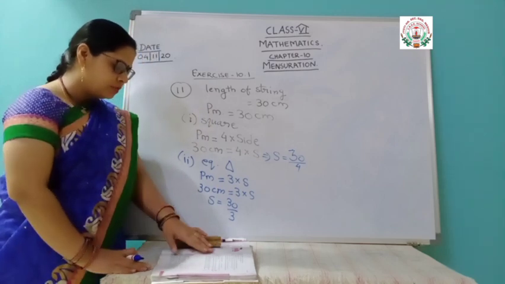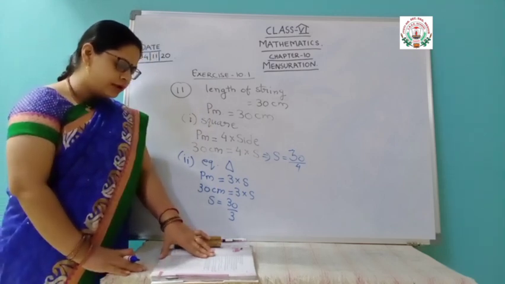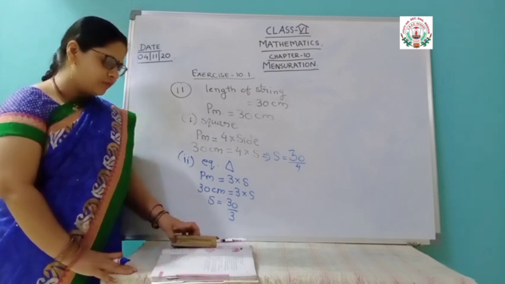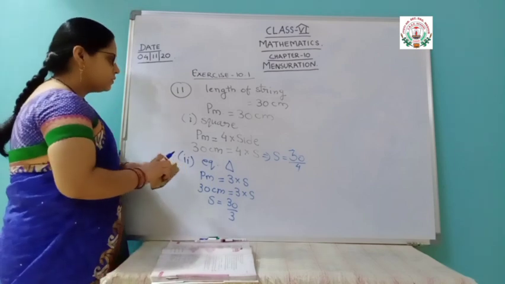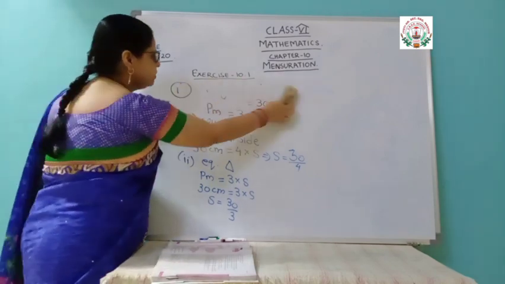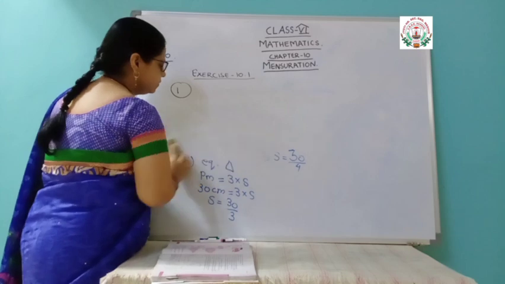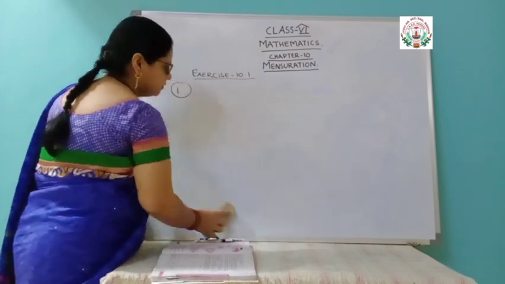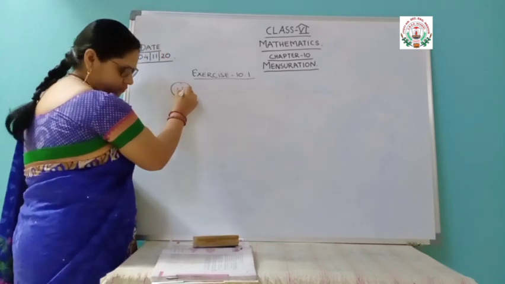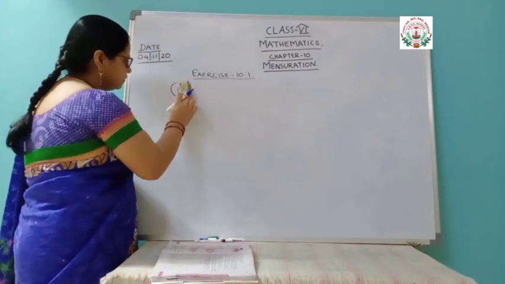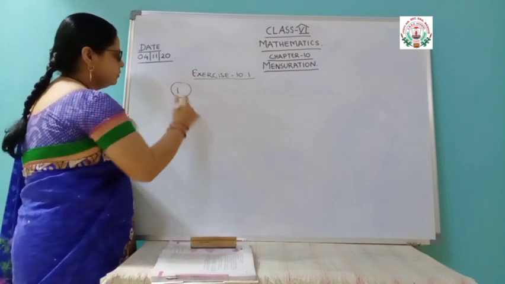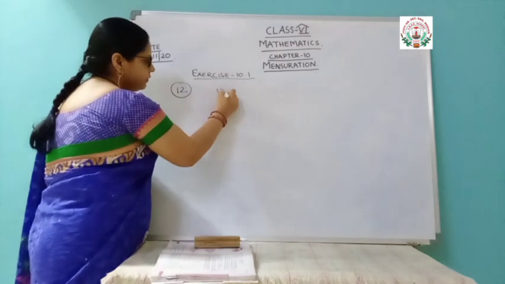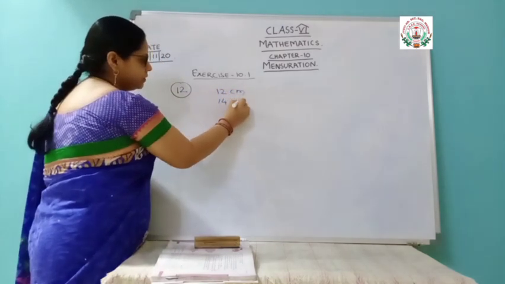Next comes question number 12. Two sides of a triangle are 12 centimeter and 14 centimeter and the perimeter of the triangle is given as 36. So this question is short, I am telling you. The two sides are 12 centimeter and 14 centimeter.